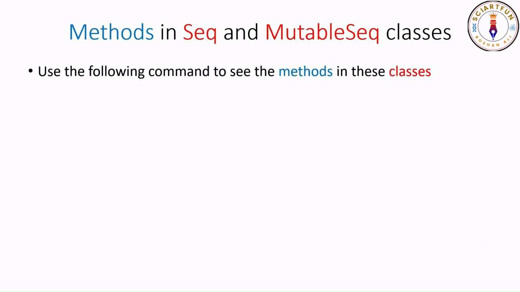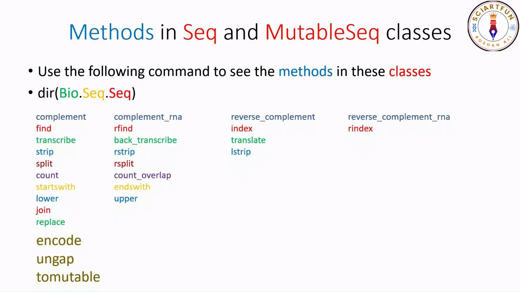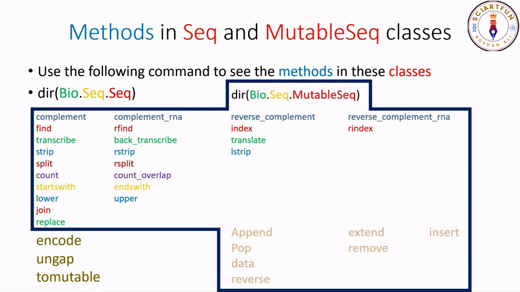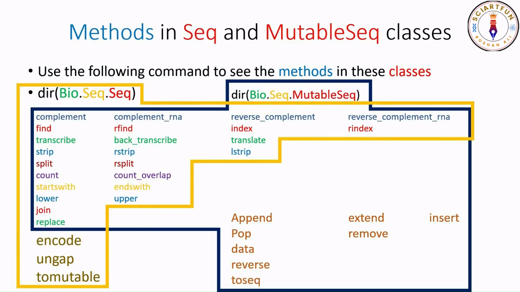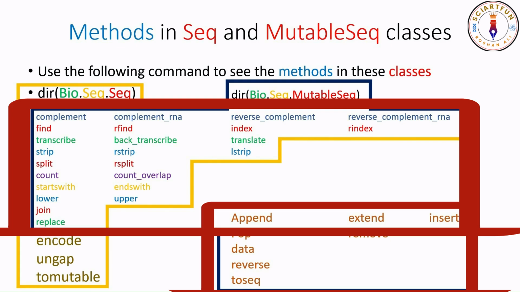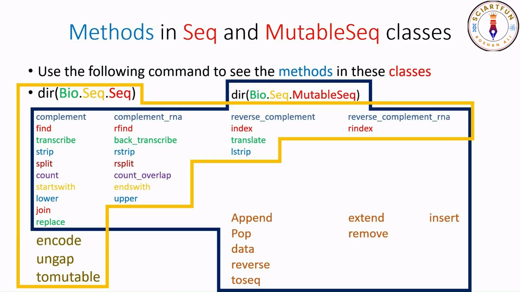To see the methods in the Seq class, just type this and hit enter. You will see this list of methods. To see the methods of the MutableSeq class, type this command. This list will appear. These are MutableSeq class methods, and these are methods of the Seq class. Most of the methods are common to both classes. Methods in bold are found in only one of the classes.